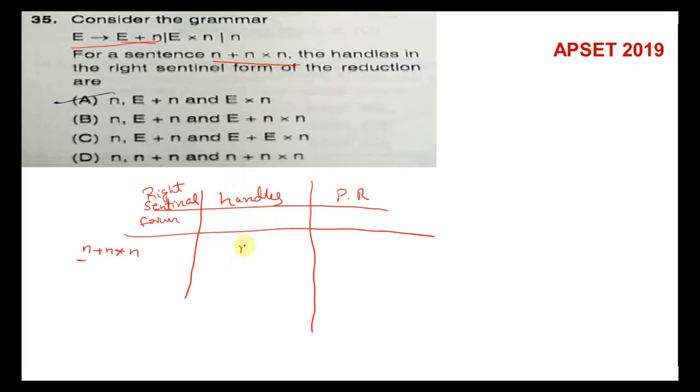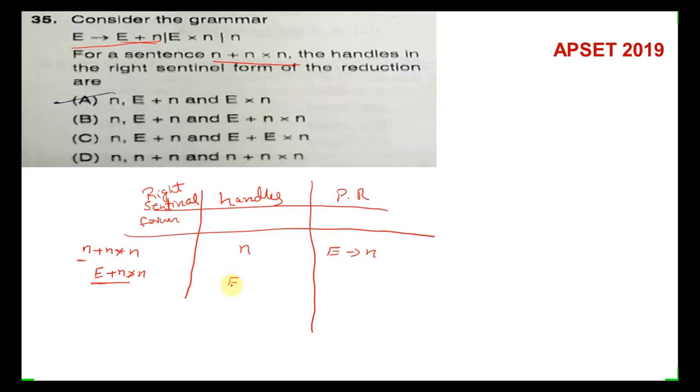Okay, so this n is reduced by using the third production rule, that is E tends n. Now this n is to be written as E, so that E plus n into n. And if you observe, this E plus n is to be reduced into E by using the first production rule, that is E tends E plus n.